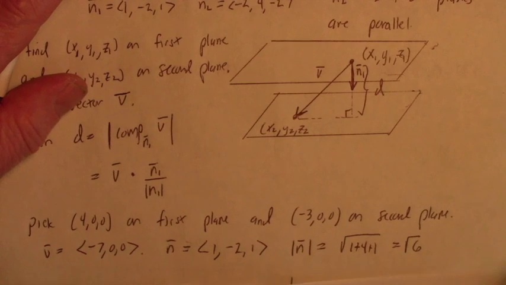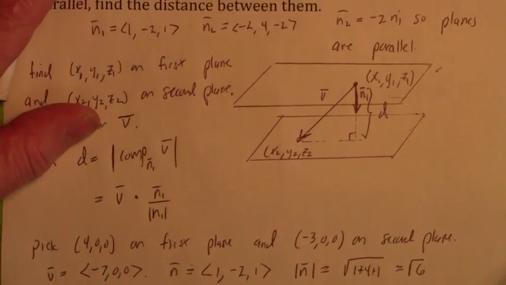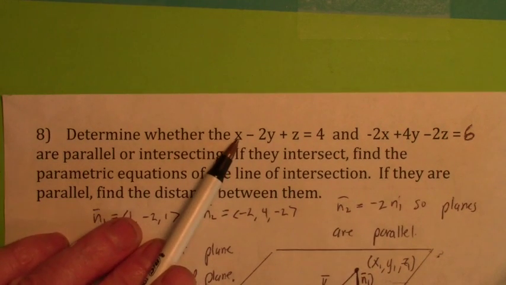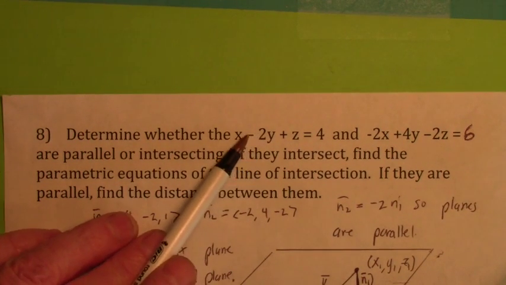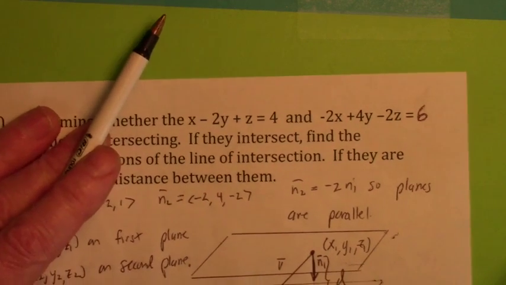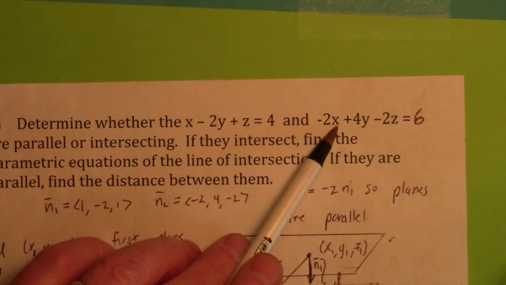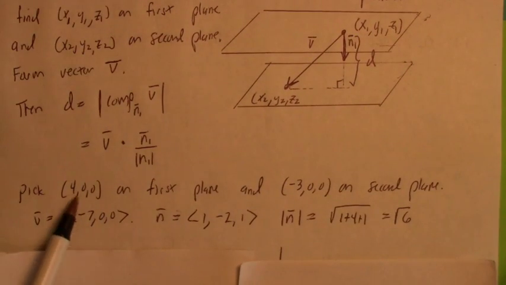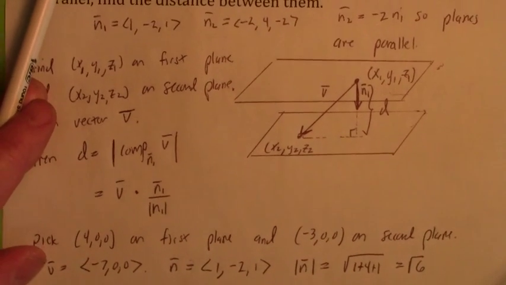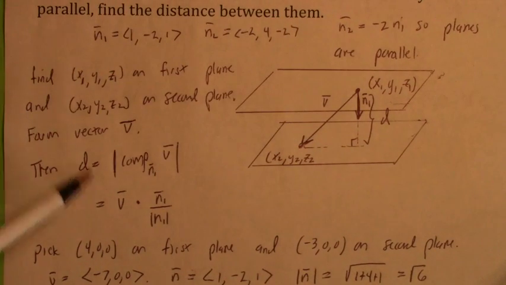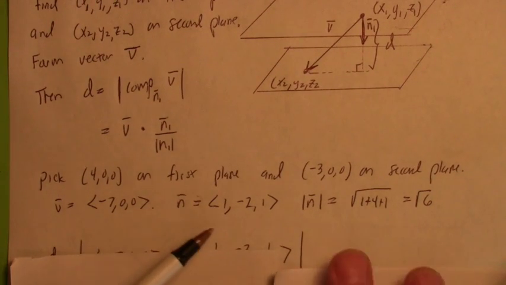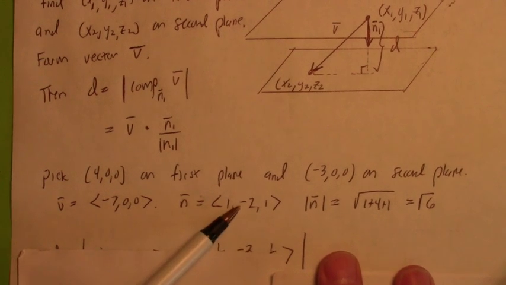So the hard part is, how do you find a point on a plane? Well, it's easier than you think. I just let x be 4, y and z be 0, right? 4, 0, 0. And for the other one, I said, well, okay, what if x is negative 3 and y and z are 0? There are other points you could have picked, but those certainly work. So remember, I'm forming this vector v from one plane to the other. If you take the difference in the x, y, and z coordinates, I get negative 7, 0, 0.